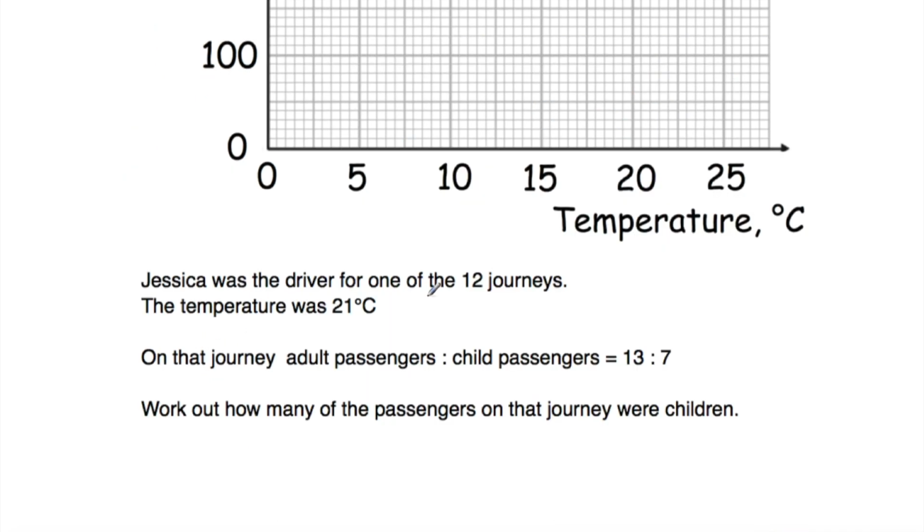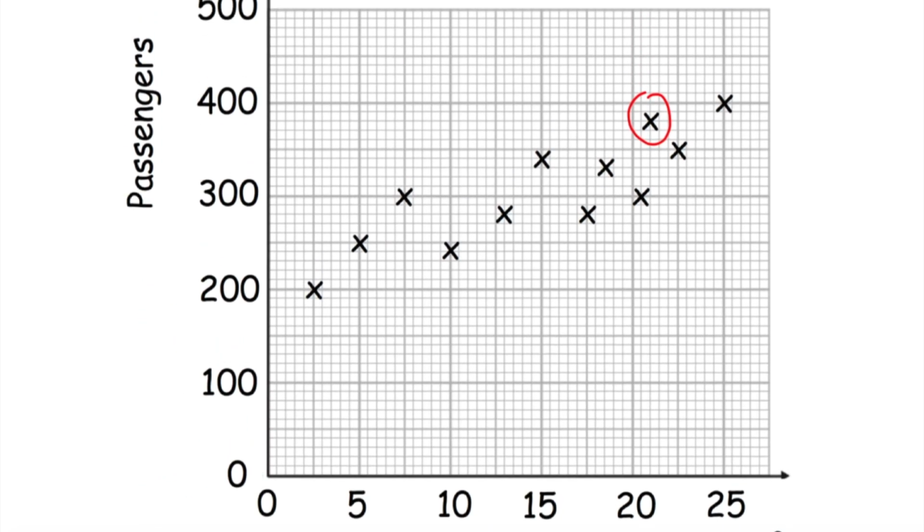And then we're told on that journey, the ratio of adult passengers to child passengers was 13 to 7. And then we're asked to work out how many passengers on that journey were children. So let's work out how many passengers were on her train in total. So let's get our ruler and pencil. And we know she's the driver of this train. So let's go across and we get to here.